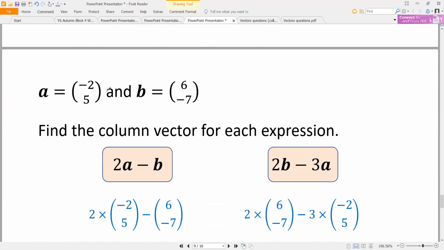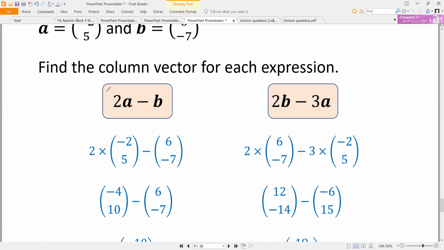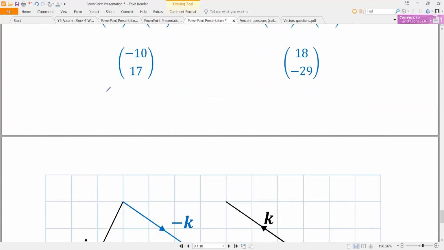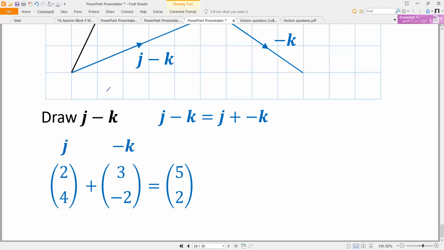Let's get to questions that will reflect exam techniques. For these ones, it says find the column vector. You really don't need to do much in all these ones. Still pretty much the same thing that we've been talking about. Exam techniques.